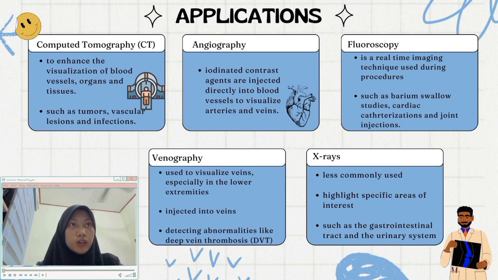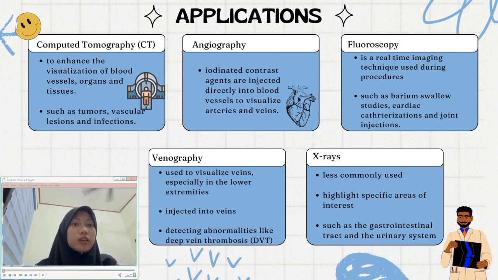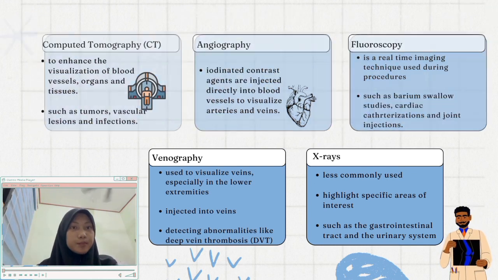Venography is used to visualize veins, especially in the lower extremities. It is also injected into the vein, and then detects abnormalities like deep vein thrombosis or DVT. Last one is X-ray, which is less commonly used. It highlights specific areas of interest such as the gastrointestinal tract and the urinary system.